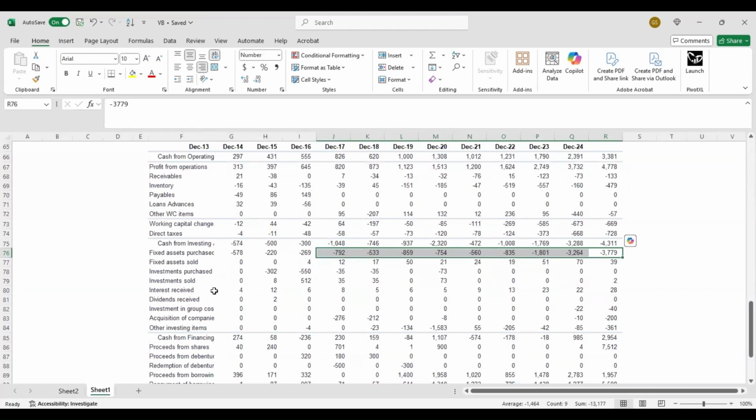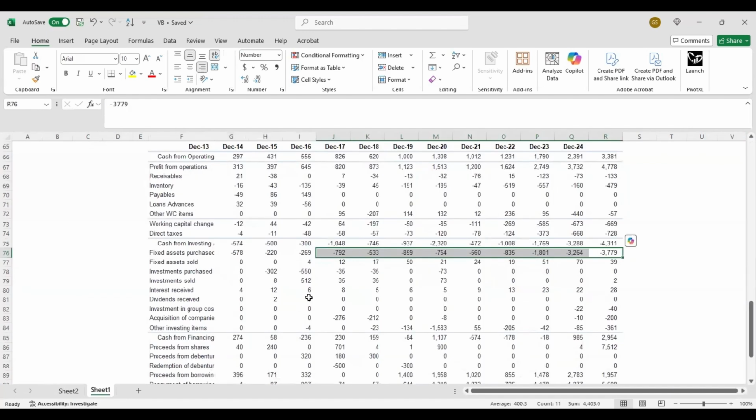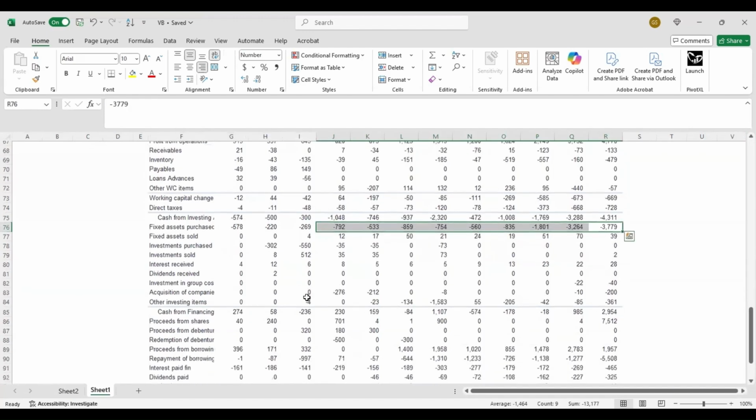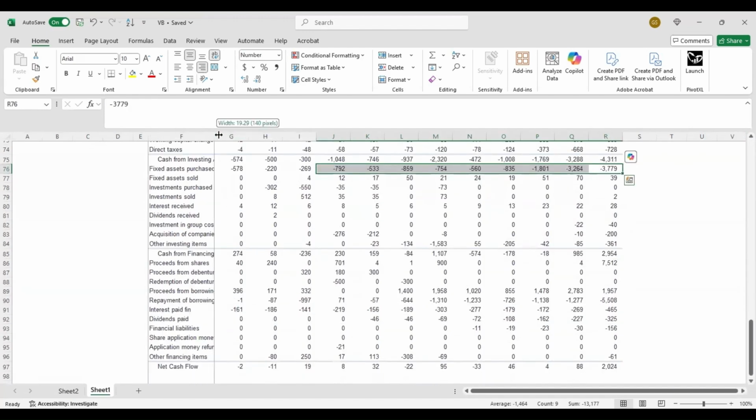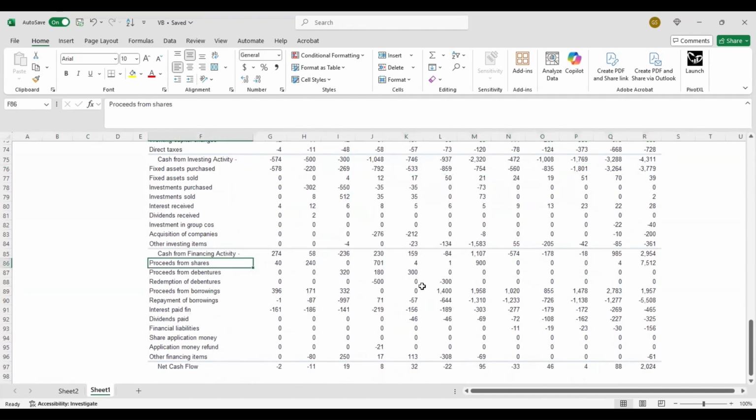Then let's move on to the cash flow from financing activities. So cash flow from financing activities, again, I see a massive jump over here. This section over here gives me the detail of the cash flow from financing activity. So this is my proceeds from shares. I recently issued my shares, and that is the reason I have got huge cash flow.